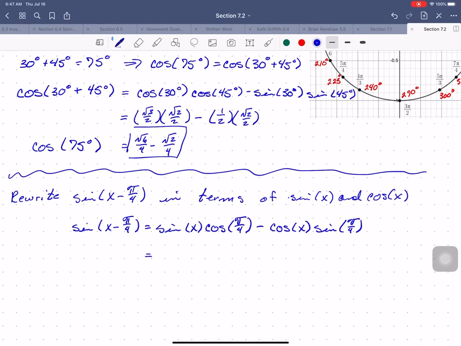So cosine of pi over 4 is root 2 over 2. Times the sine of x, minus the sine of pi over 4, which is root 2 over 2, times cosine x. And this is what we're looking for here. We're just looking to break that out.